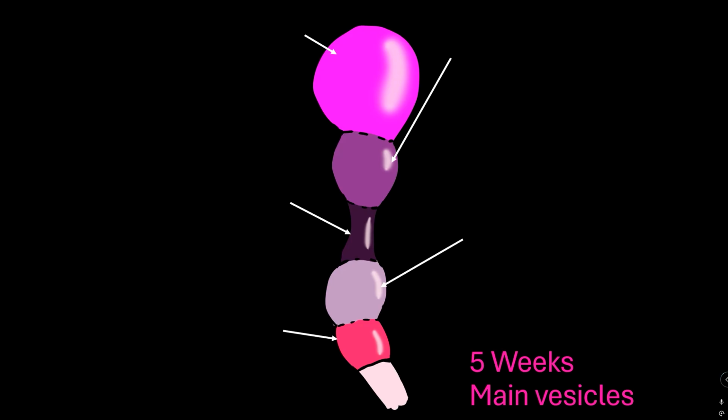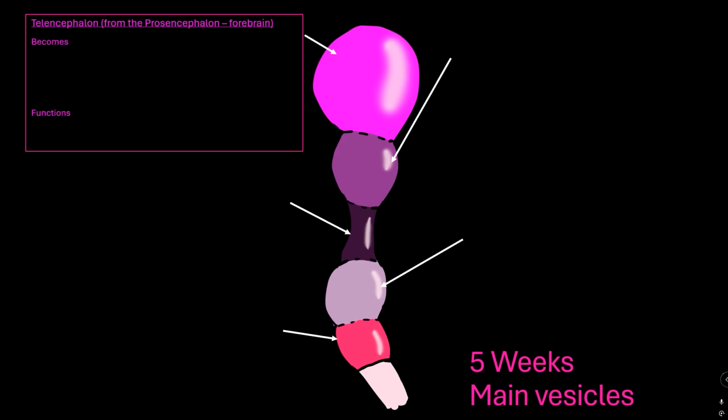After say 5 weeks, the main vesicles begin to form. These are kind of like 5 swellings of the neural tube, and they then grow. Each is followed by the suffix of encephalon. So this is the telencephalon, and this becomes the cerebral hemispheres, or the cortex that we saw earlier, the basal ganglia, and the olfactory bulb. And the functions involve thinking, memory, reasoning, voluntary movement, and sensory processing. So that's the top one that we can see there, the telencephalon.